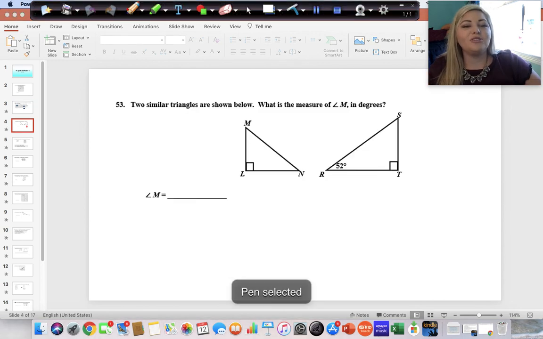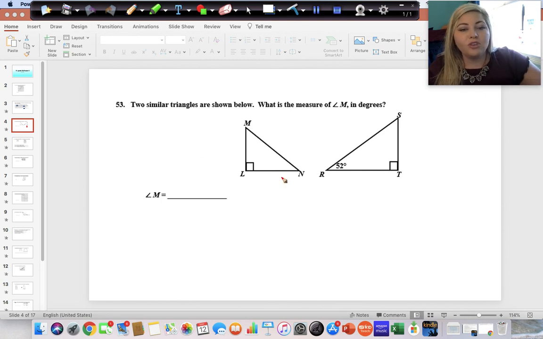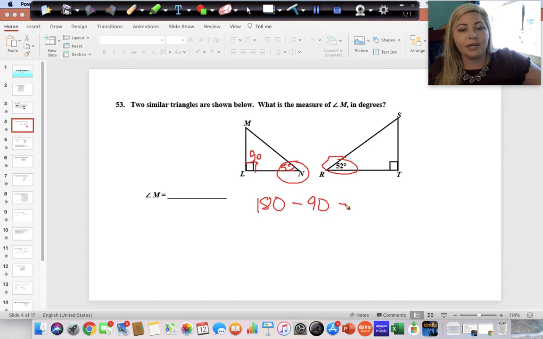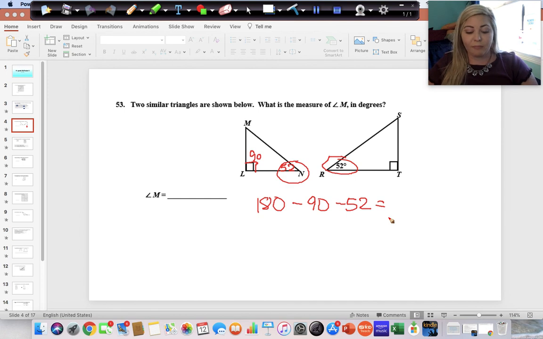Okay, two similar triangles are shown below. What is the measure of angle M? So this angle is 52 degrees. So that means that this angle is also 52 degrees. We know that this box means 90 degrees. And the total amount of all three angles in a triangle is 180. So what we need to do is 180 minus 90 minus 52. And that will give us our last angle, which would be angle M.